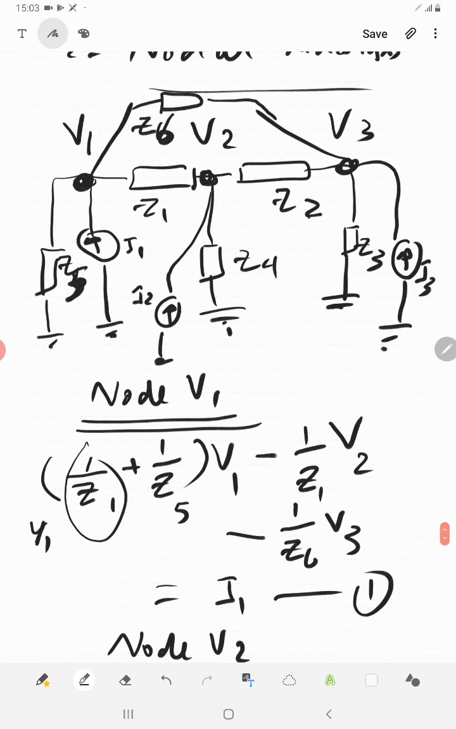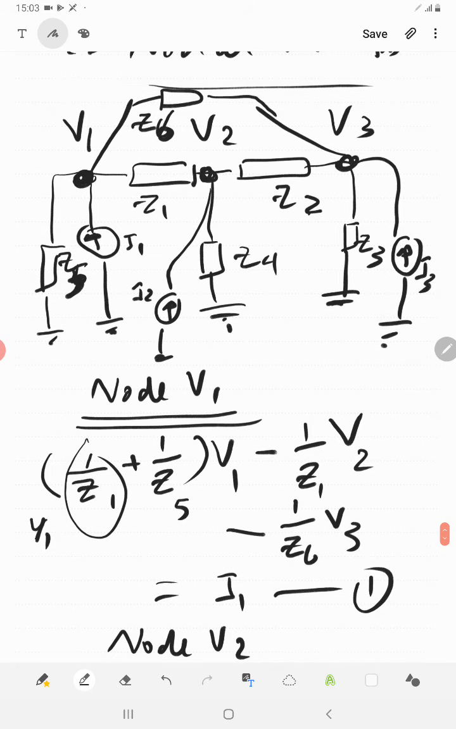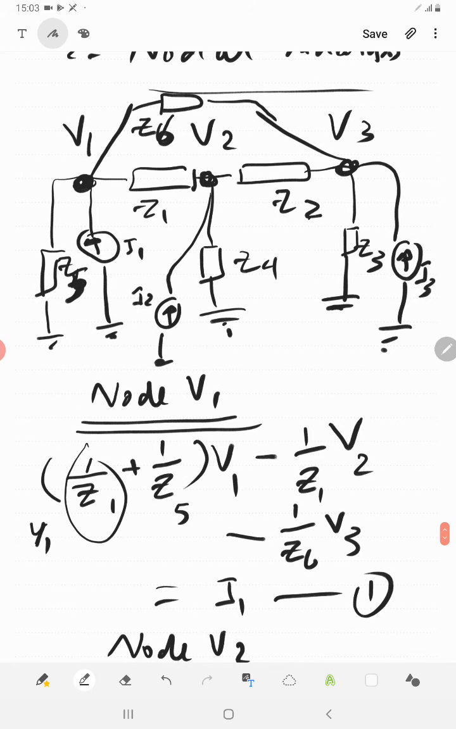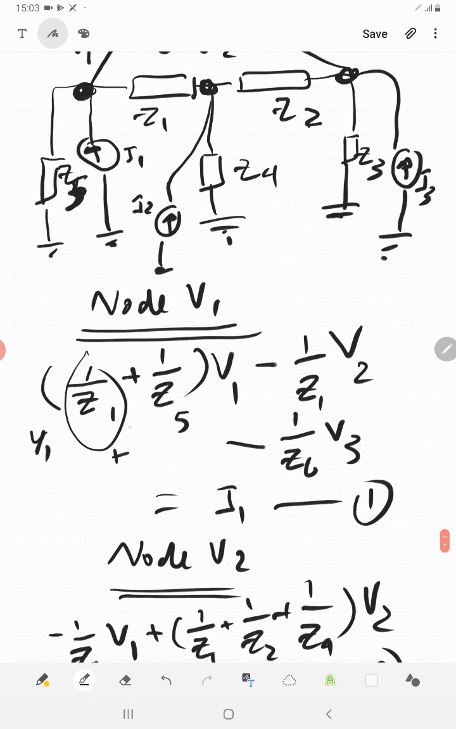We look at it, okay? Here for node V1, we forgot to add Z6, because all the impedances connected to node 1 are Z1, Z5, and Z6. So here plus also 1 over Z6, okay?